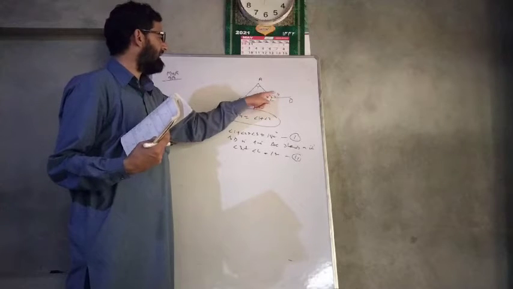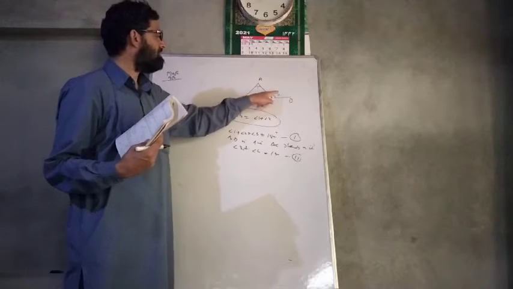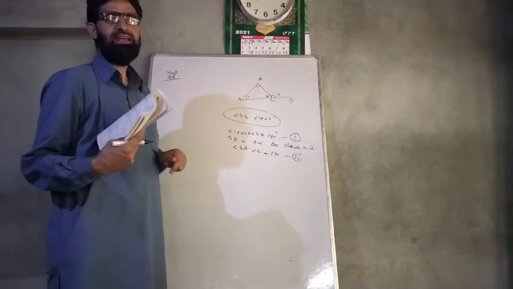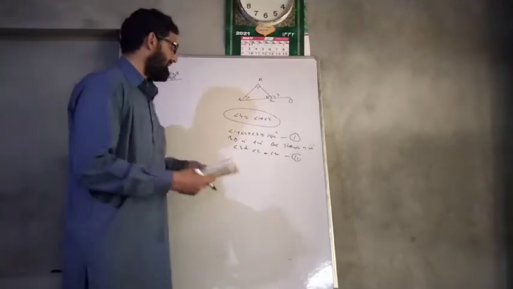Also, angle BD is a line and AC stands on it. Therefore angle 3 plus angle 4 is equal to 180. This is a linear pair, you know it. So angle 3 plus angle 4 is equal to 180.